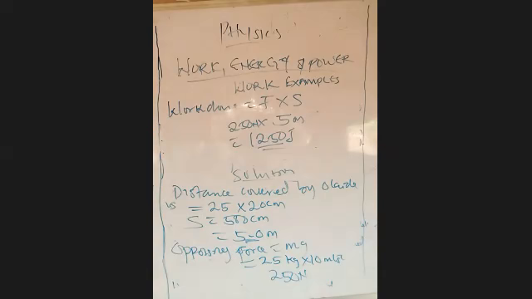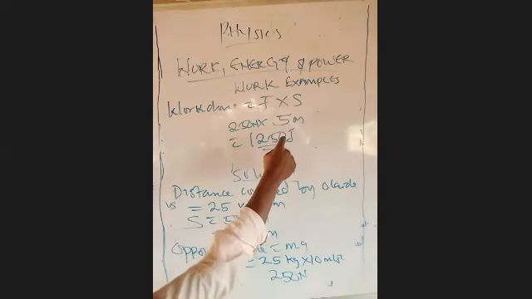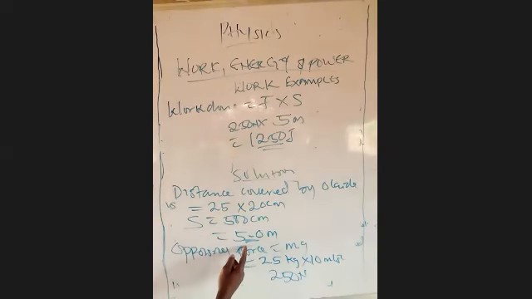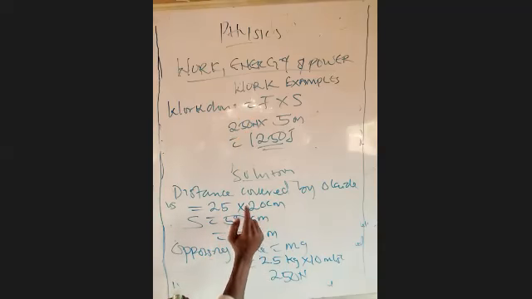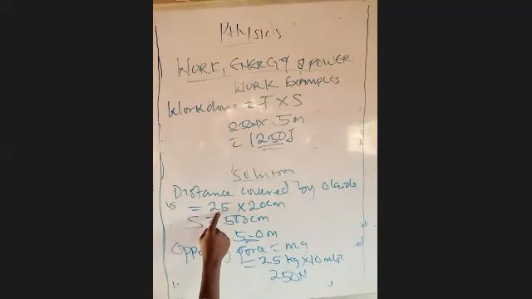So how did you get the 5? That's 250 Newton times 5. How did I get this 5.0? This is how I got it. We first find the distance covered by Olaide. You know, Olaide climbed 25 steps, and the height of each step is 20 centimeters. That's how we got 25 times 20.